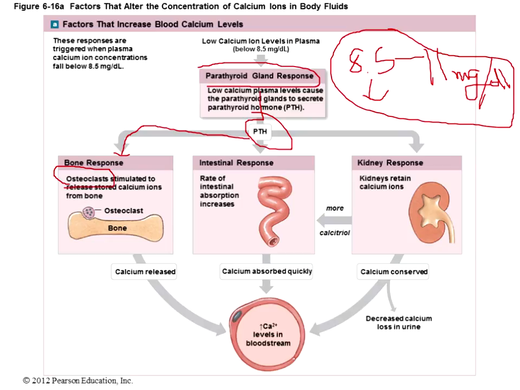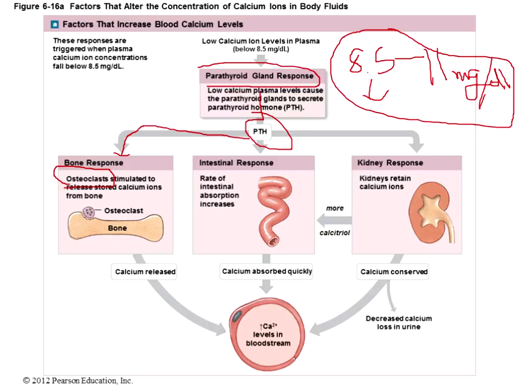PTH can do several things. Number one, it can stimulate osteoclasts, right? How is this going to help blood calcium levels rise? Well, when you break down bone, which is made of calcium, the calcium is going to be released into the bloodstream. Blood calcium is going to go up. Okay, so that's one significant way that it does it, right?